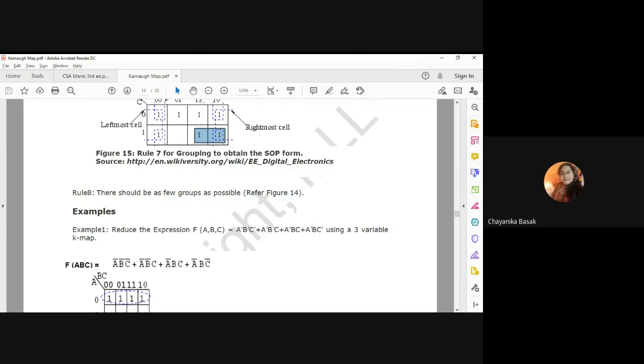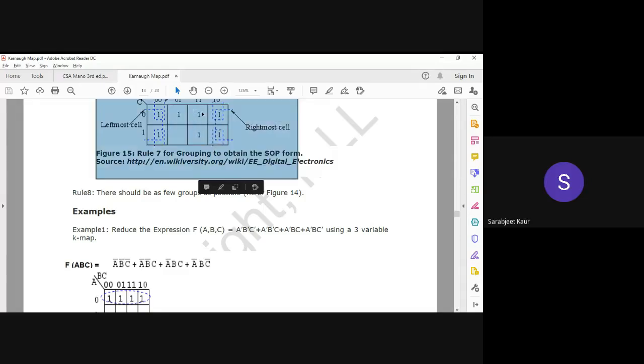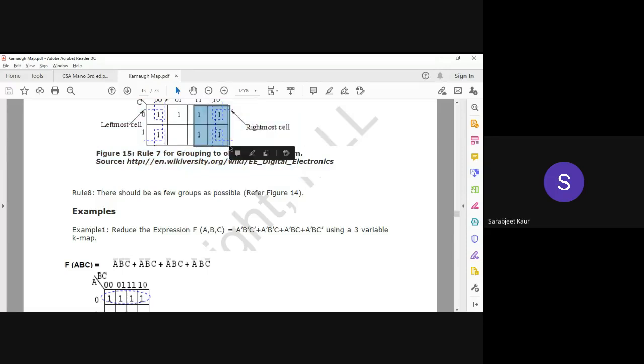Ma'am, can't we make a quad here? Another quad, like these also two and make upper two. Yes, we can also make another quad here. Okay. So after these three, what are we going to get? We are going to get three quads here.